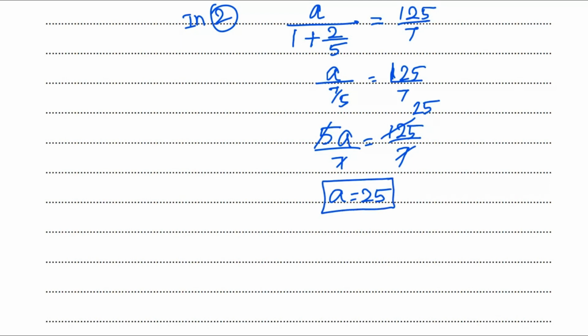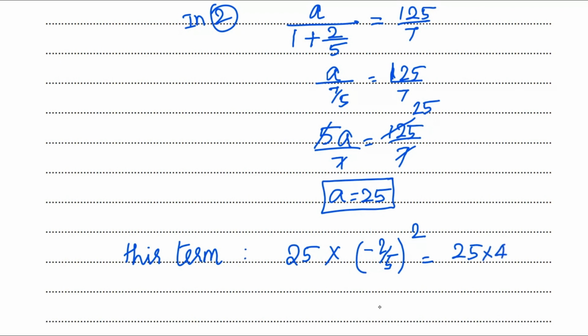Let's find out the third term. The third term is A R power 2. A is 25 multiplied by R is negative 2 over 5, the whole square. So this is equal to 25 multiplied by 4 over 25, which is equal to 4. So the third term is 4.